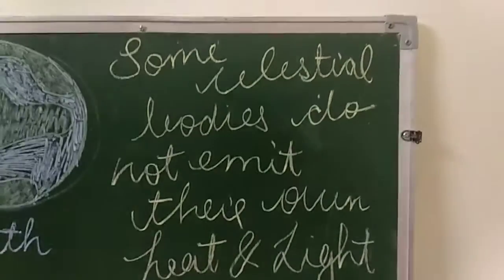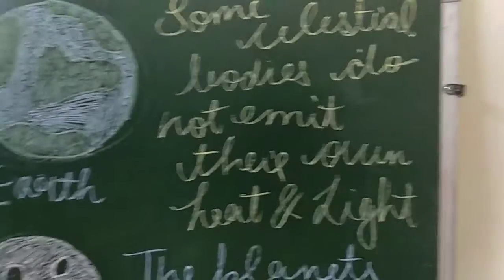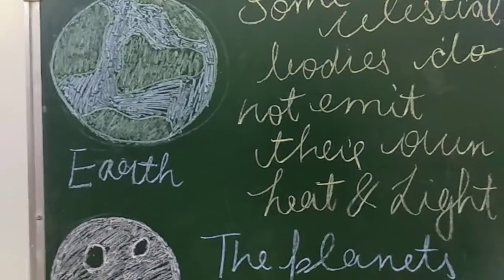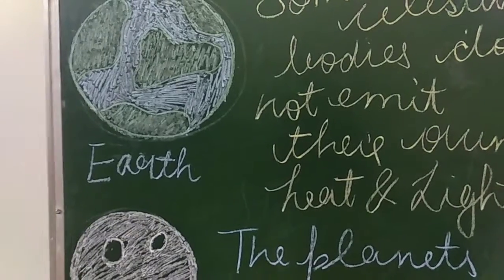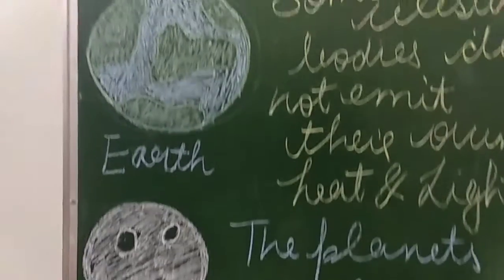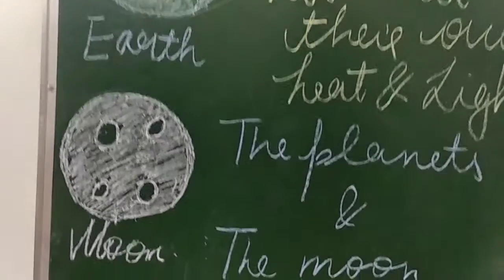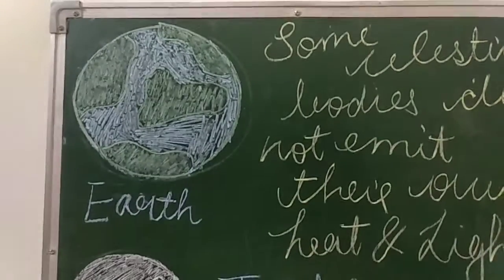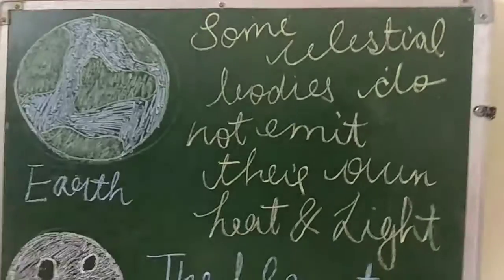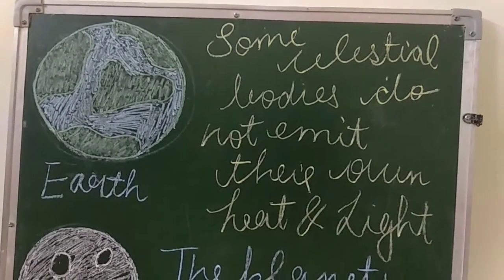So, some celestial bodies do not emit their own heat and light. This is because they do not have their own heat and light. This is the only reason why they reflect the sun's light, like the moon and the planets. All the planets along with the moon reflect the sun's light.